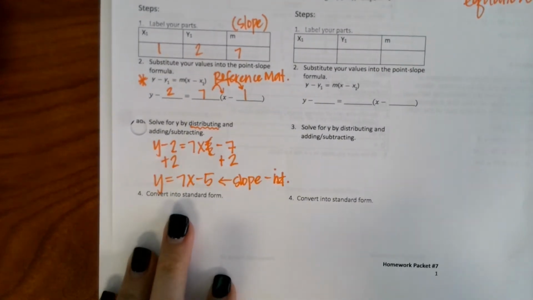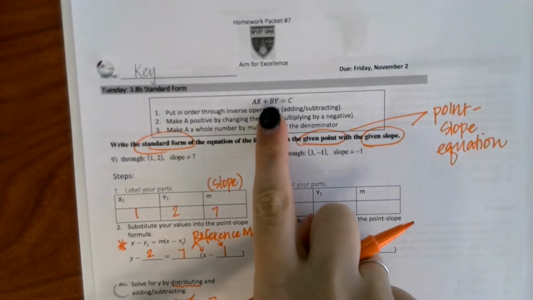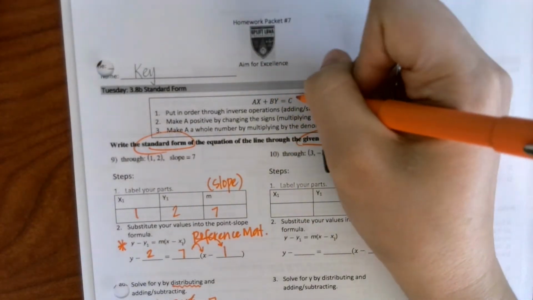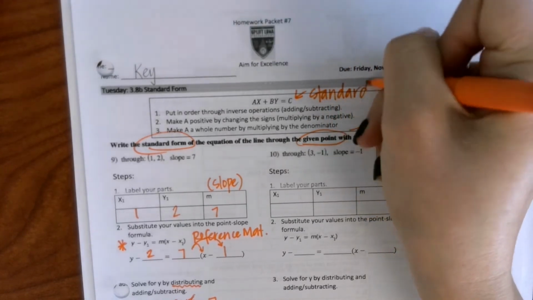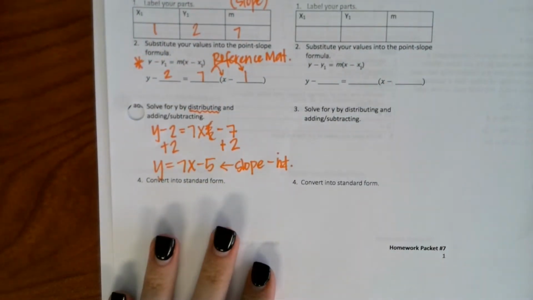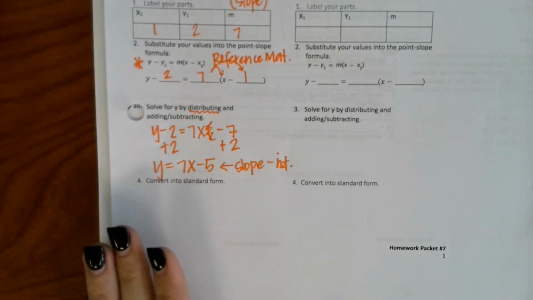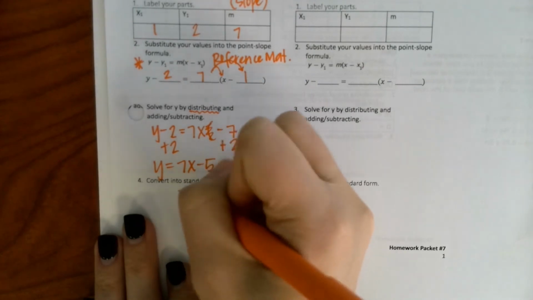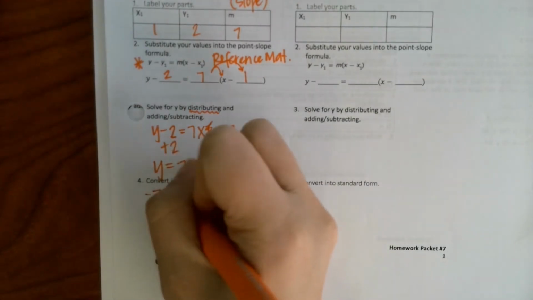I want it in standard form. So I want it in my ax plus by equals c form. This is standard form. That means I need to have my x's and my y's on the left side. How do I move that positive 7x? It's the inverse of positive 7. Negative 7. And make sure that you do the negative 7x. A lot of people are forgetting to add the x with it. Whatever I do to one side of the equal sign, I need to do to the other.